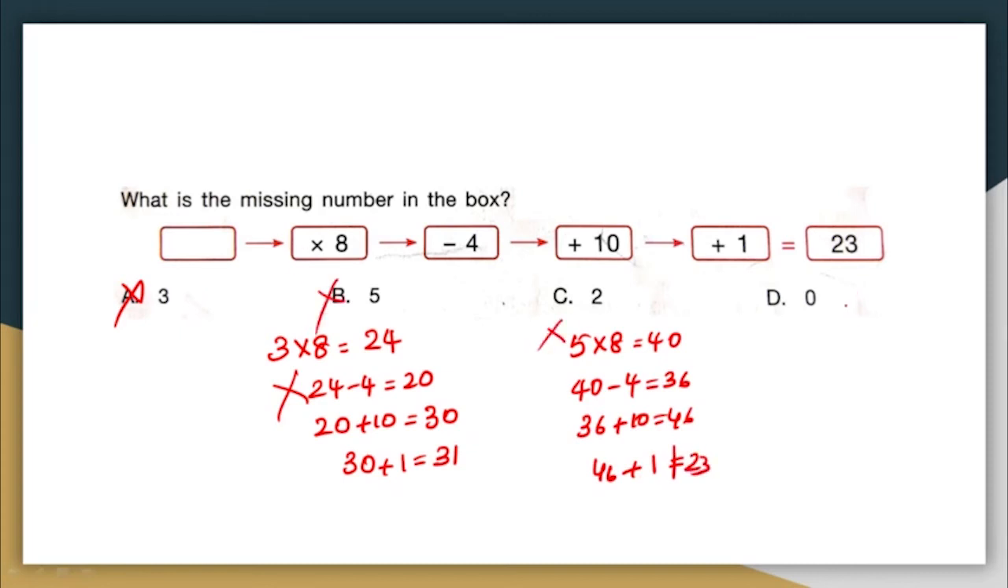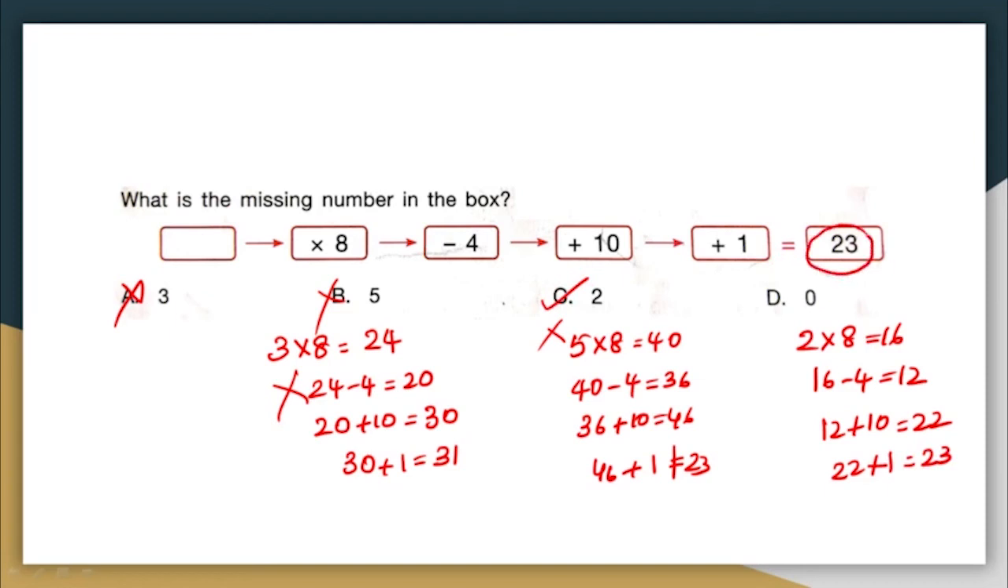Let's try with option C, that is 2. 2 multiplied by 8 is 16, 16 minus 4 is 12, 12 plus 10 is 22, and 22 plus 1 is 23. Yes, option C satisfies this operation, and I am getting the answer as 23. Option C is my correct answer option. 2 is the correct answer here.